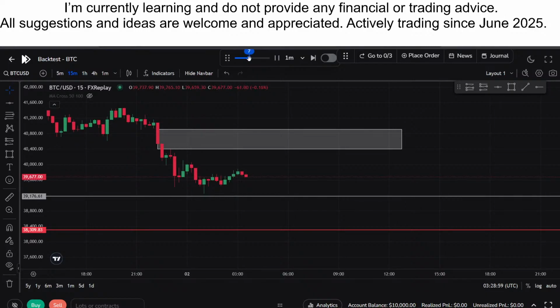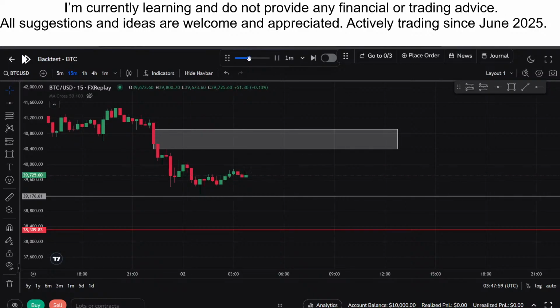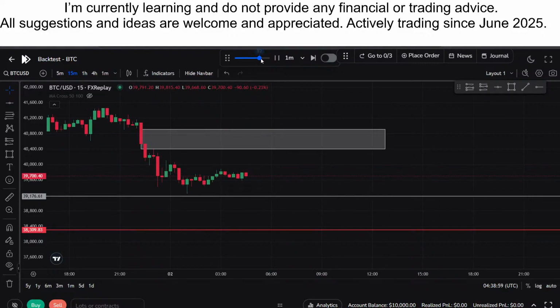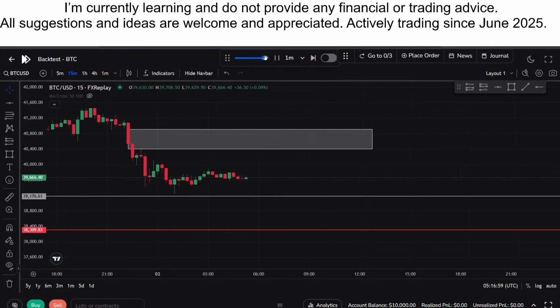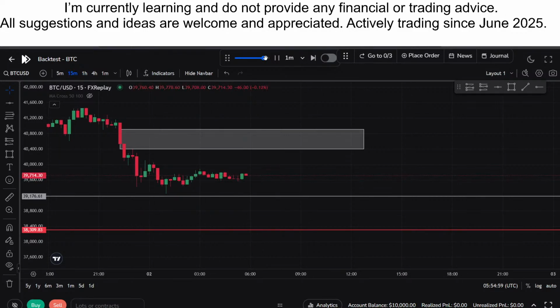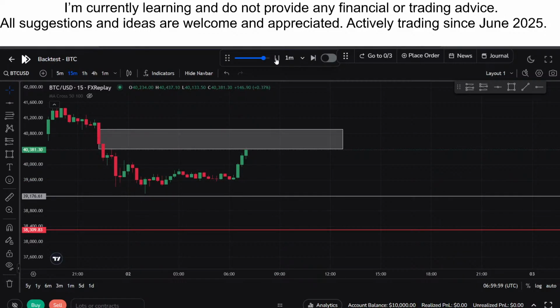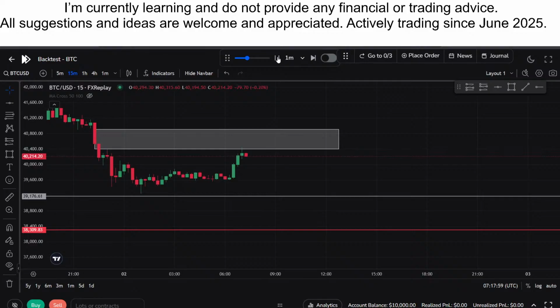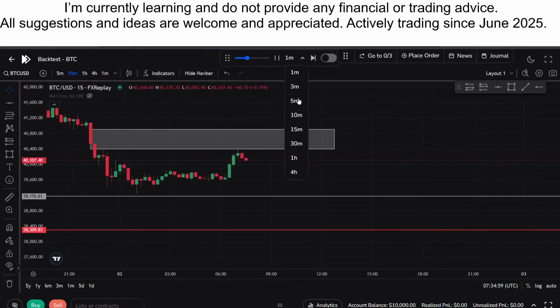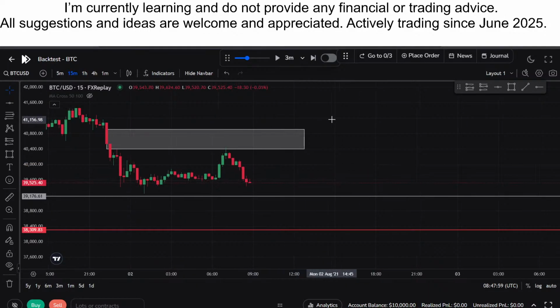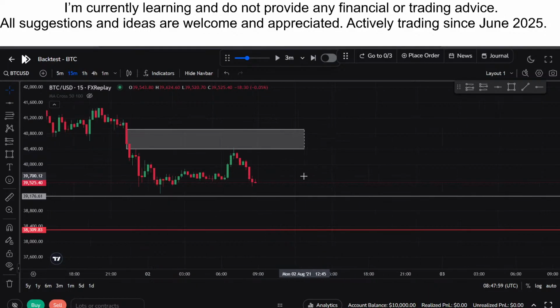Okay, let's move it a bit faster. The price is really in consolidation. It grabbed the fair value gap, but let's see what it will do at this fair value gap level. So I'll just put it on 3 minutes.